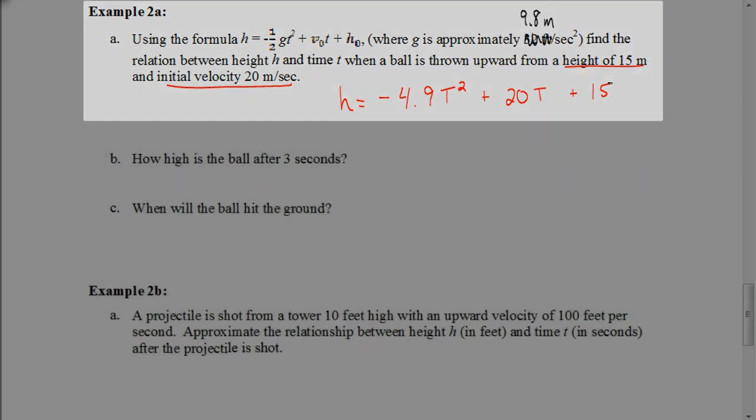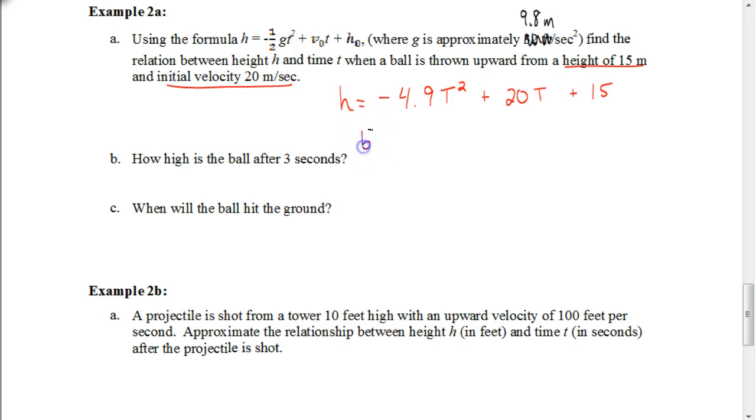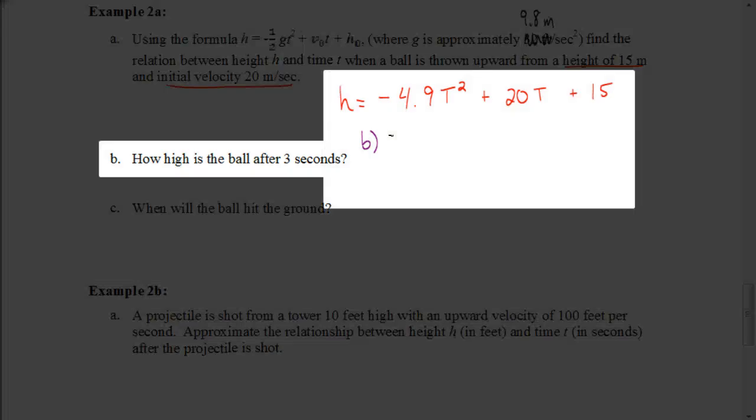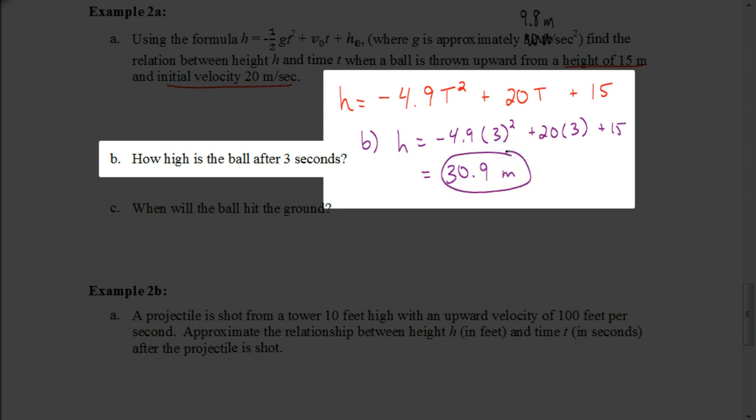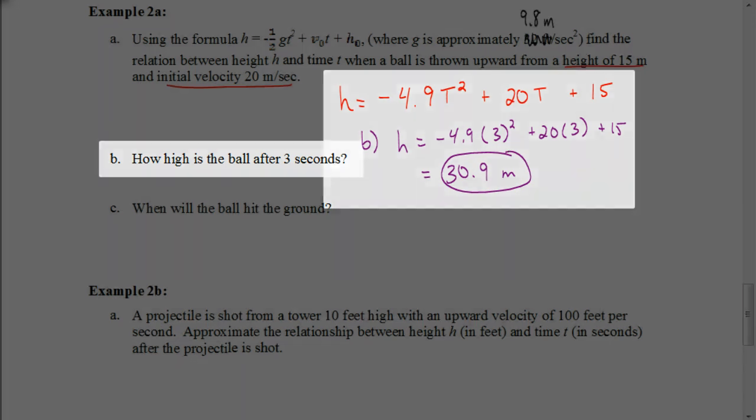So there's your equation. So to answer part B, when it says find the height of the ball after 3 seconds, we just put 3 in for t. So it'll be h equals negative 4.9 times 3 squared plus 20 times 3, or 60, plus 15. Plug it in your calculator and you're going to get a value of 30.9 as your answer. We want to make sure we include units, so since everything's in meters here, our answer is going to be 30.9 meters is how high the ball would be after 3 seconds.